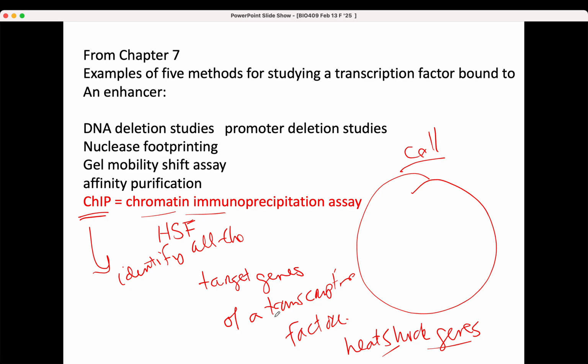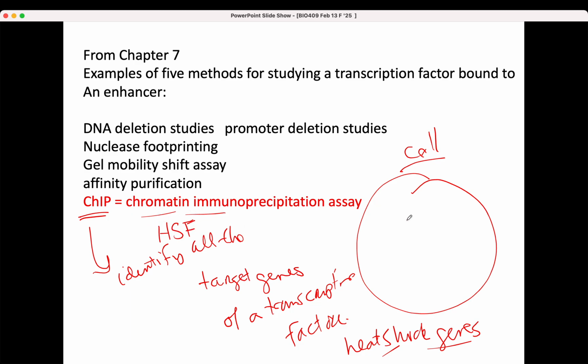This could also be used to identify all the targets of MyoD. We know about myogenin, but it probably has other targets, and we want to know about them too, because they must be involved in muscles, right? So heat shock transcription factor, we've got a target gene. We identified and purified heat shock transcription factor. Now we want to identify all of them. And so here's how you do that.